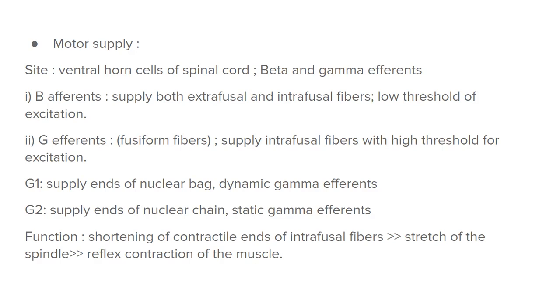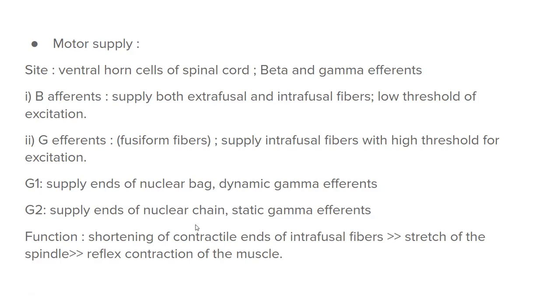I already spoke about that there are not many contractile units in the intrafusal fibers. So what happens is beta efferents supply both extrafusal and intrafusal fibers, and they have a low threshold to excitation. Whereas gamma efferents, otherwise called fusimotor fibers, primarily supply only the intrafusal fibers, and it is not easy to stimulate them. Their threshold is quite high. There are two efferents here. One is your gamma 1, and the other one is your gamma 2. Gamma 1 supplies the nuclear bag. Gamma 2 supplies the nuclear chain.